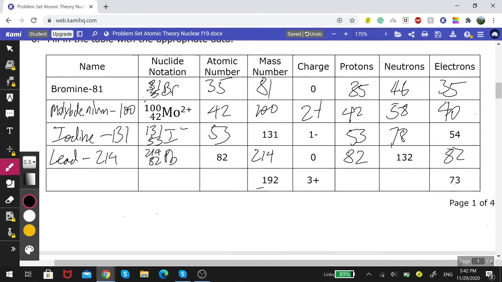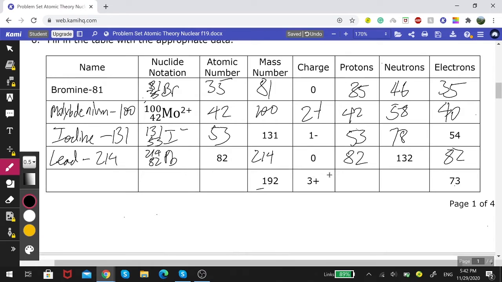All right, next one we have 3 plus. That means there are 3 fewer electrons than protons, which makes it more positive. So it's going to be 76 protons. 192 minus 76 equals 116 neutrons. And the atomic number is 76 also. 76 on the periodic table is Os, osmium. The weight is 192. 192 goes on top, 76 goes on the bottom, Os goes on the side with a charge of 3 plus.